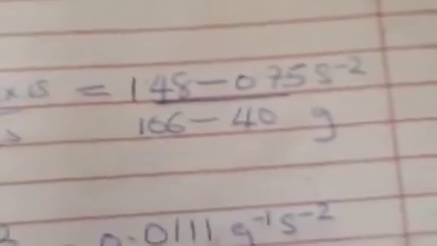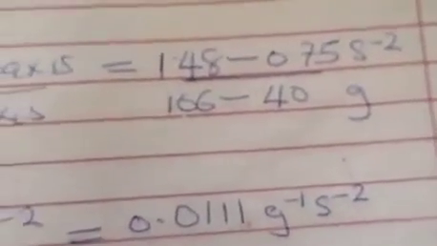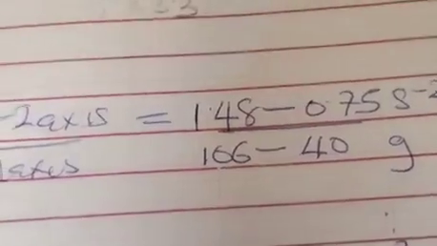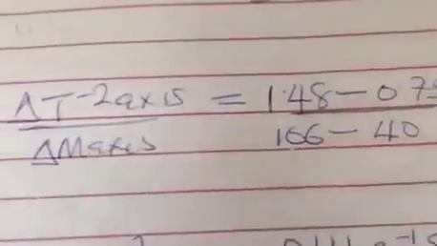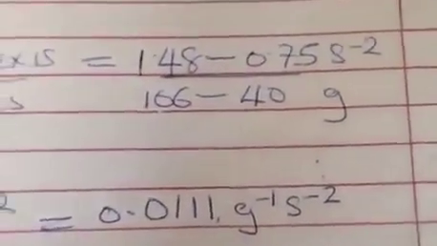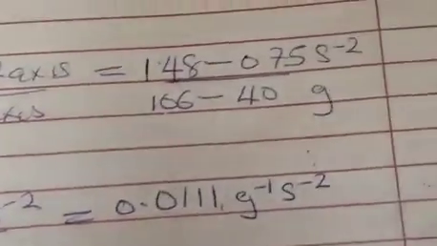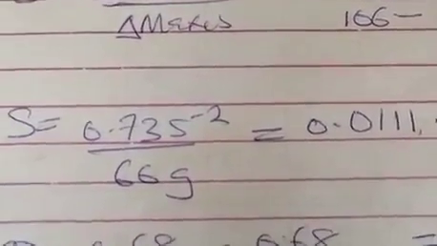The slope S is the change in T⁻² axis over the change in m axis, which is 1.48 minus 0.75 per second squared, all over 1.06 minus 40 grams. So you can see that more clearly. Remember that the vertical axis unit is per second squared, and the horizontal axis is mass, unit is grams.